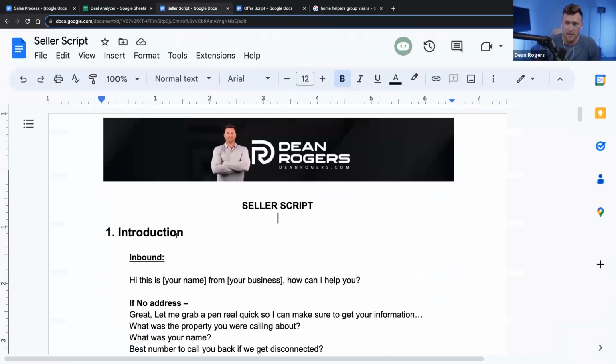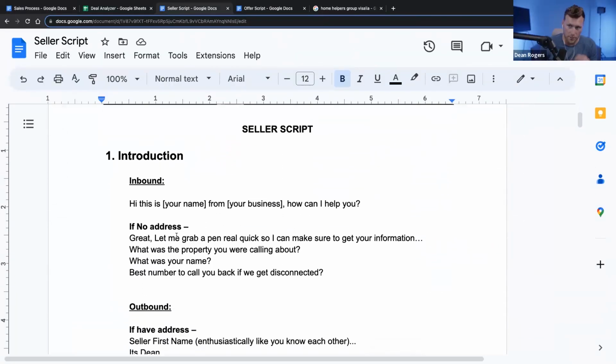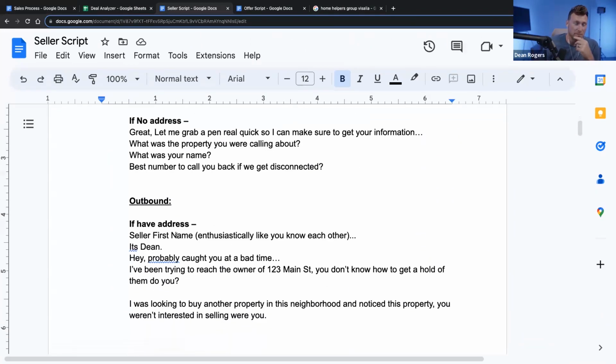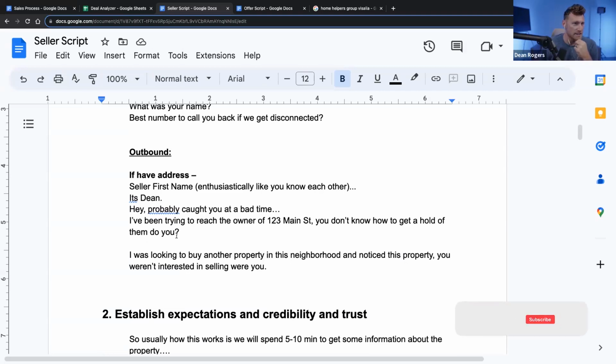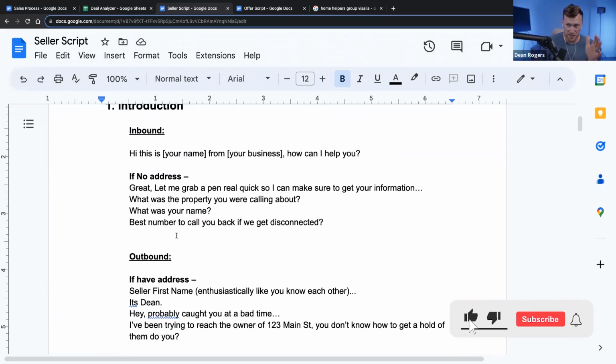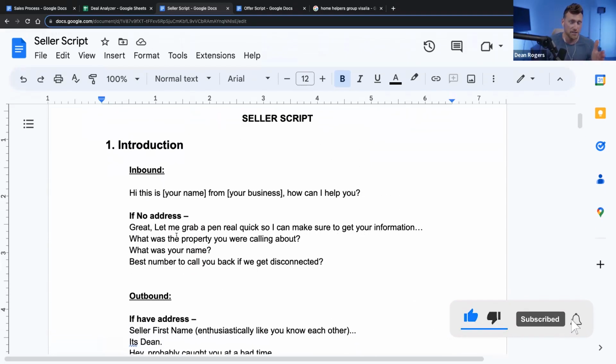The seller script here, I have 10 talking points. Now I'm not going to go through here and read all this stuff. I'll give you guys access to this at the end of the call, but just talk about the highlights. An introduction. Believe it or not, having a good introduction is important. Making sure during the introduction, assuming you haven't talked to this person before, you're getting the property address, their name and the best phone number.